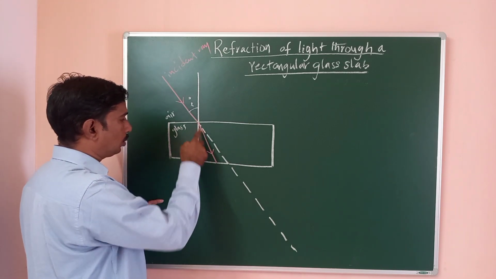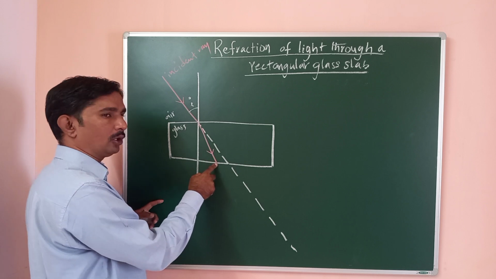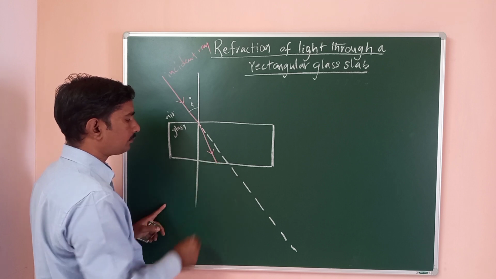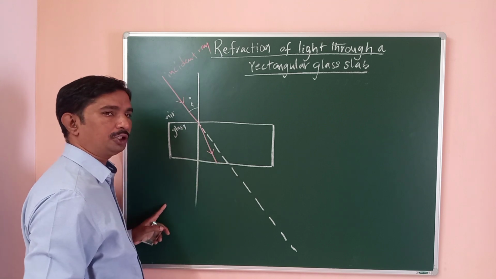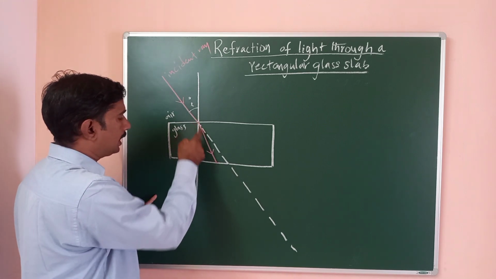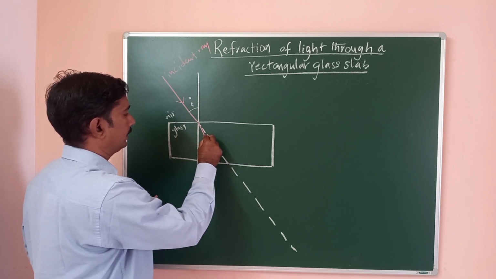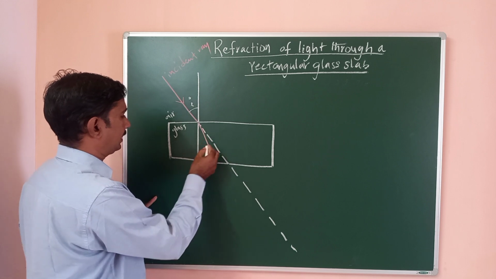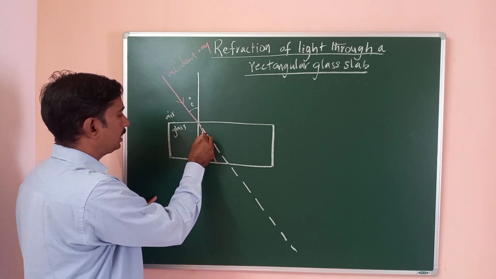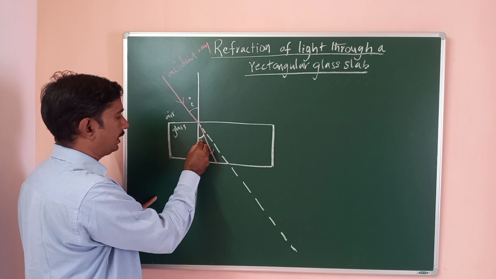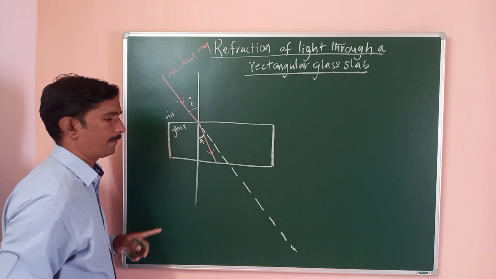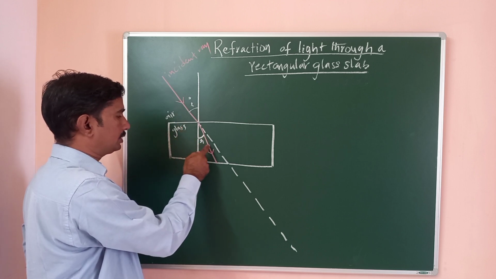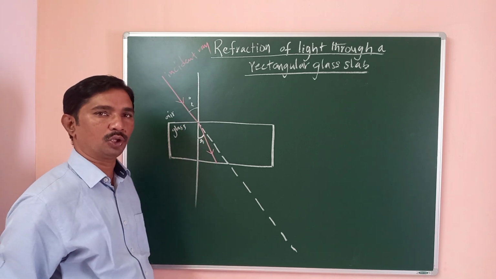As long as the light goes in the glass, it travels with the same velocity in a straight line. Again at this point, the velocity of the light changes. This ray in the second medium is called the refracted ray. The angle between the normal and the refracted ray is called the angle of refraction. When light goes from the rarer medium, air, to glass, it bends towards the normal.